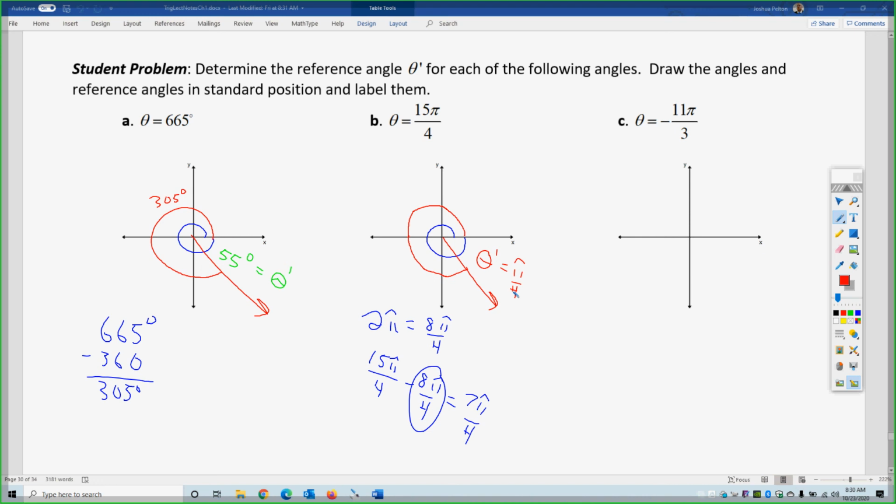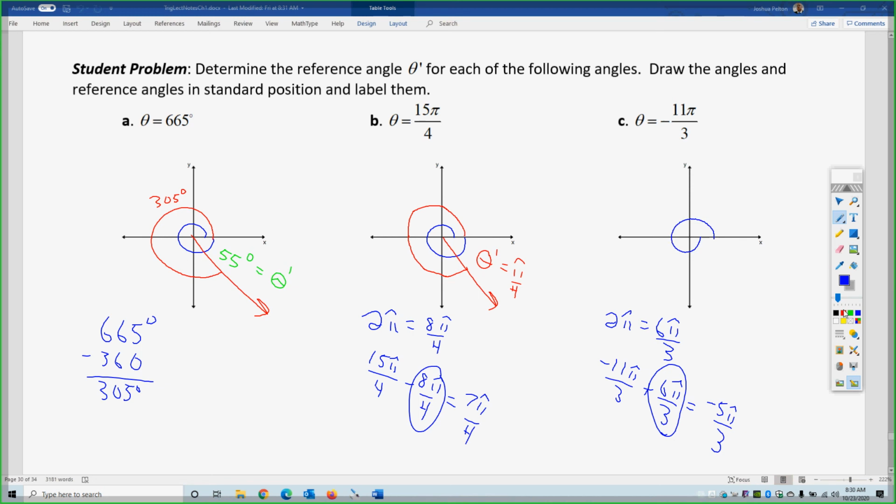Okay, so we have 11 pi over 3 in the last one. So in this case, 2 pi is 6 pi over 3. Okay, so we have a negative 11 pi over 3 plus 6 pi over 3 is negative 5 pi over 3. So that means I went around once plus another 5/3. Okay, so I'm going negative, right? So I'm going negative. So I went around once negative.